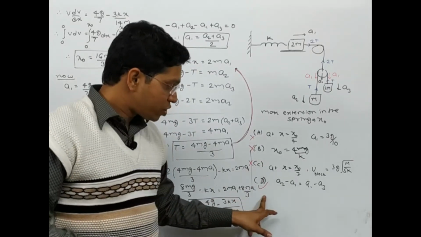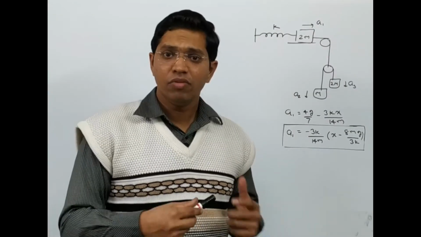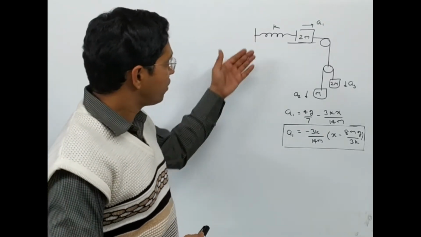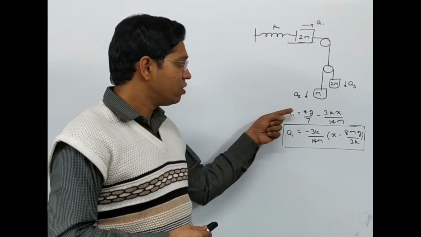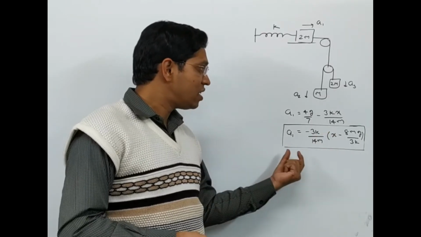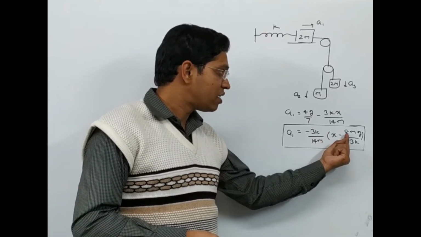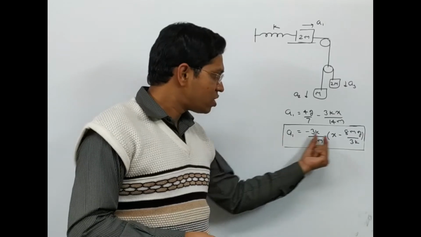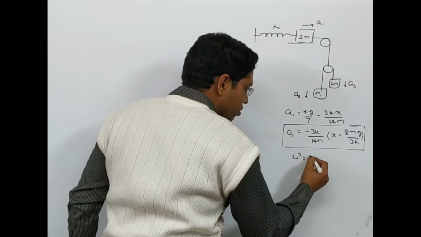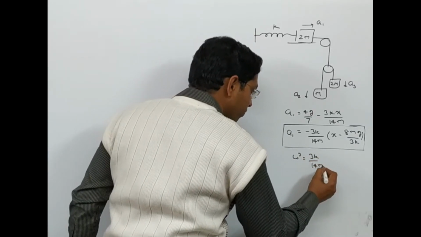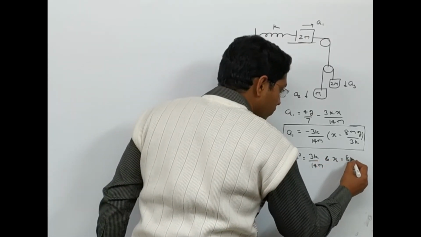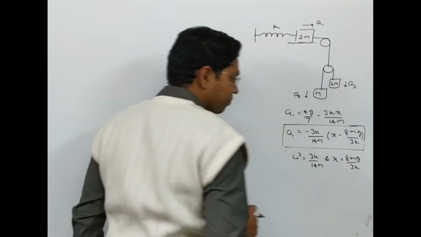So the only correct option for this question was option D. Now we will try to solve the same question by the simple harmonic motion concept. Here, when we solved, we got A1 as 4g by 7 minus 3kx by 14m. If I take out the minus 3k by 14m, I'll get x minus 8mg by 3k. So this is again an SHM in which omega square is 3k by 14m, and it has its mean position at x equal to 8mg by 3k.